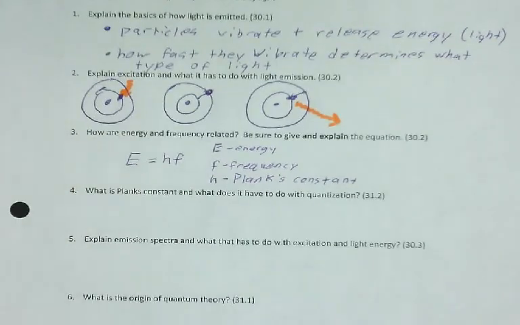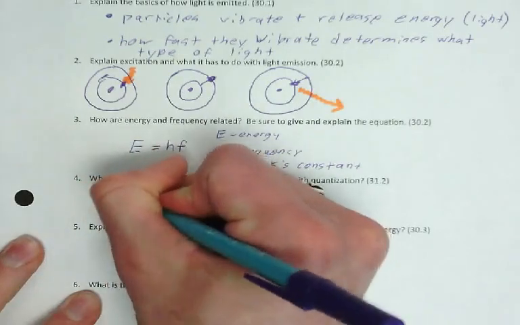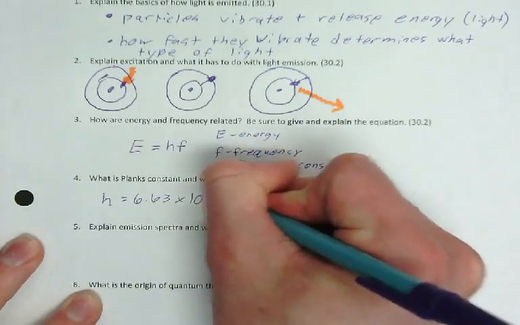All right. What is Planck's constant, and what does it have to do with quantization? So we should talk about what quantization is now. Quantization is this concept that things, we'll talk about it more when we get down to what is a quantum. But it's basically this theory of how things are divided into their energy constituent components. And like I said, we'll talk about more in a second. So first of all, Planck's constant has a value. It's 6.63 times 10 to the negative 34th.